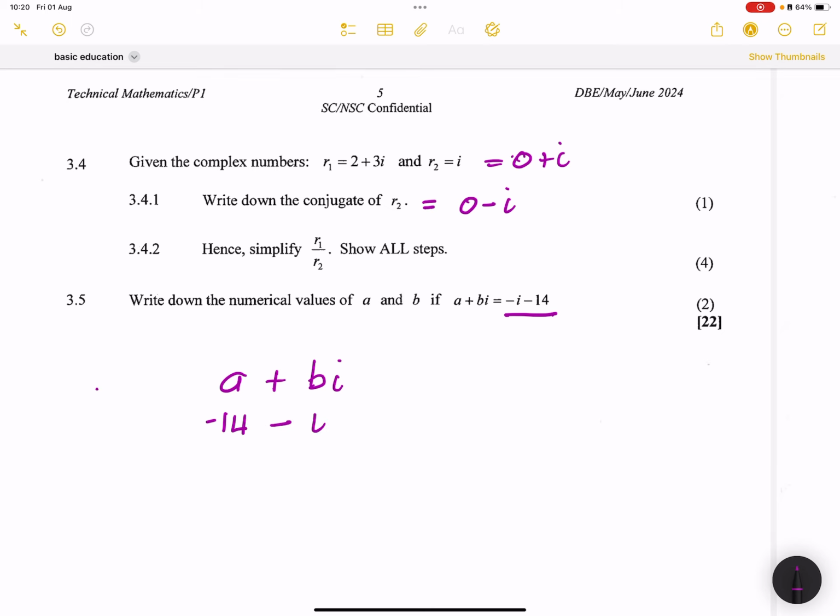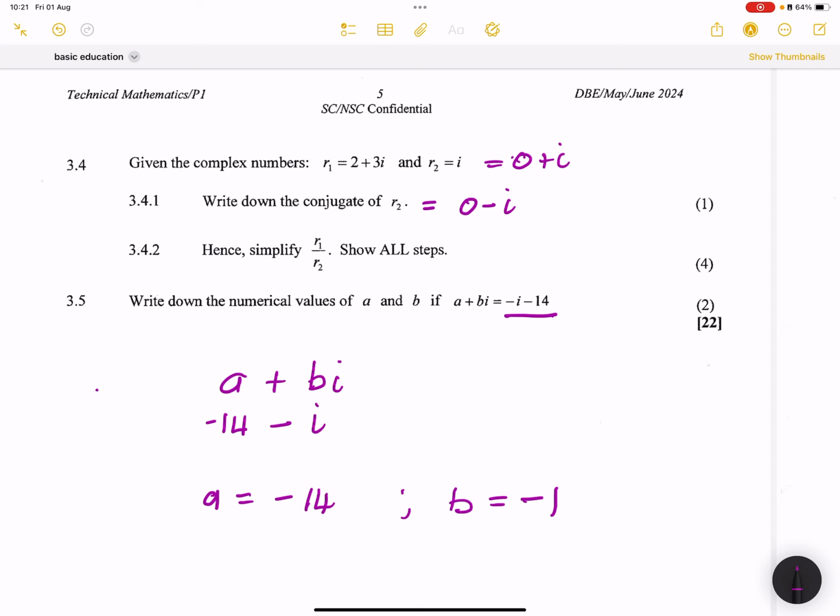So what does that mean? a is equal to negative 14 and b is equal to negative 1. All right, and that is truly how the cookie crumbles. Really, this is a giveaway question. If you understand your complex numbers, you shouldn't have an issue. But for those who might have missed the lesson on complex numbers, you're more than welcome to go and look at that lesson so that you can develop yourself in this regard.